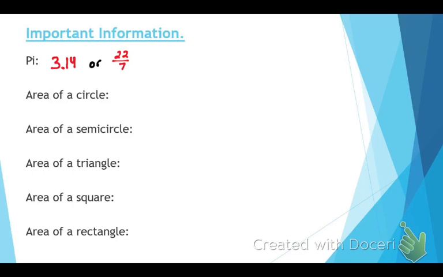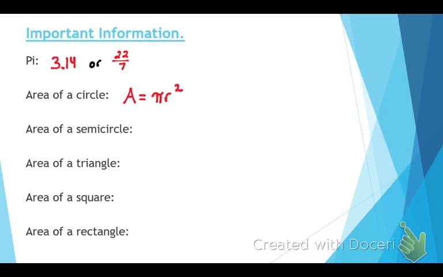Now, you're going to need to know some formulas for the quiz. First one, does anyone remember area of a circle? Pi r squared. You are correct. So we're going to write in A equals pi times r squared.